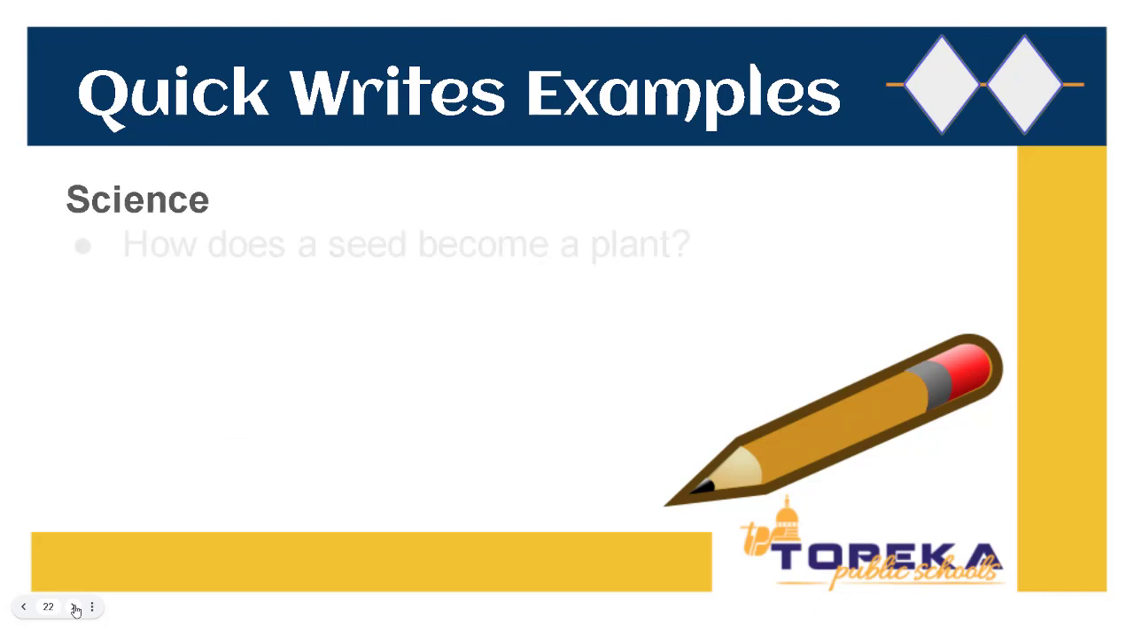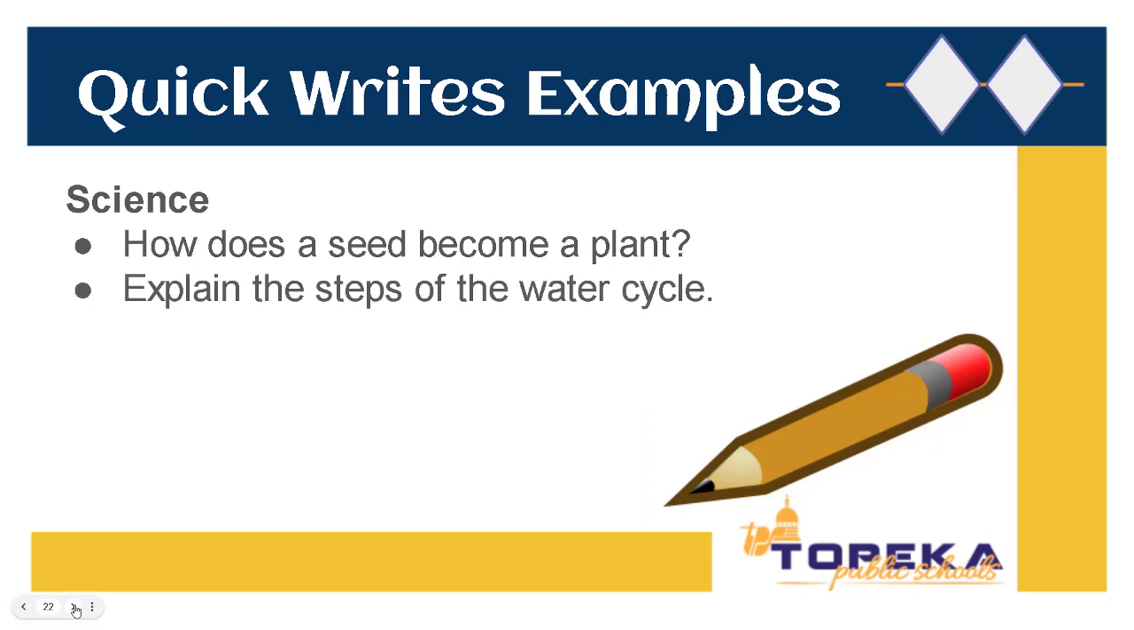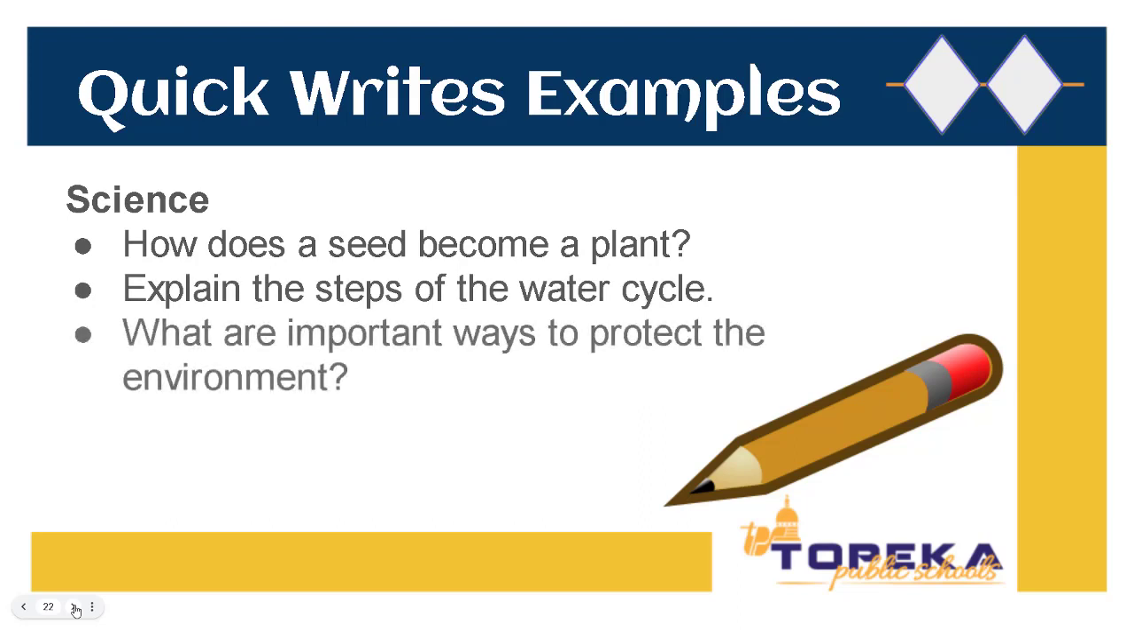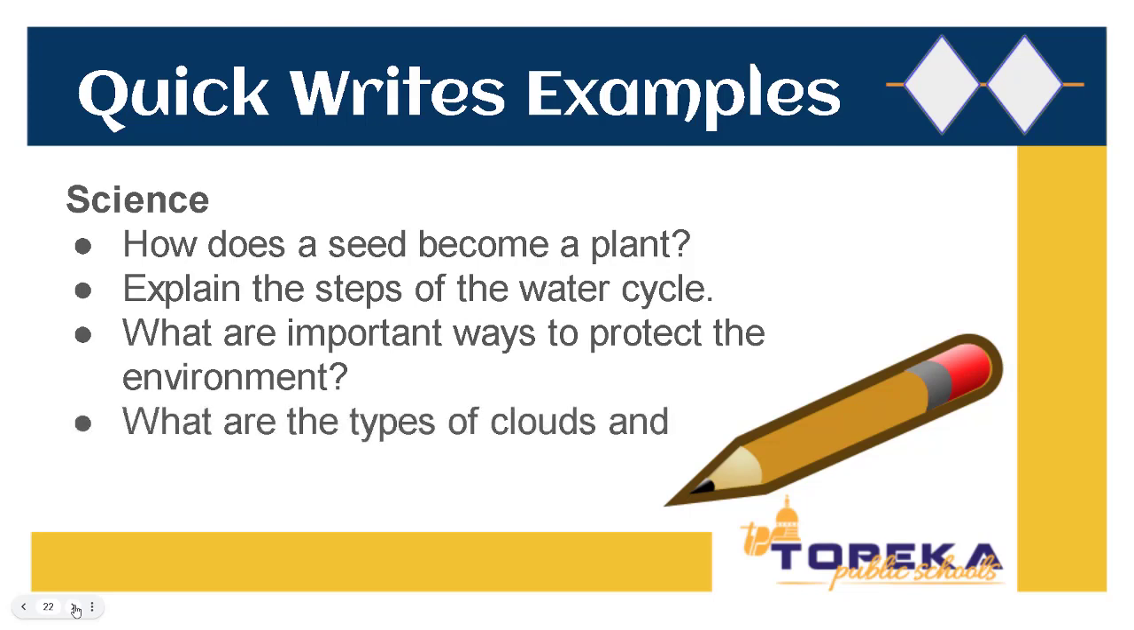So let's look at quick writes in science. How does a seed become a plant? Explain the steps of the water cycle. What are important ways to protect the environment? What are the types of clouds and which have you seen in the sky? Notice how we're assessing science knowledge in written form. So a great way to integrate and determine what students have learned.